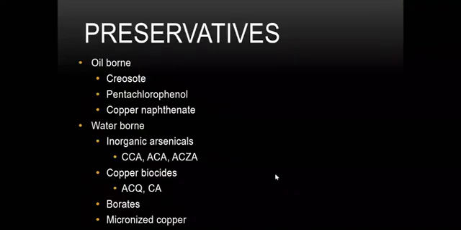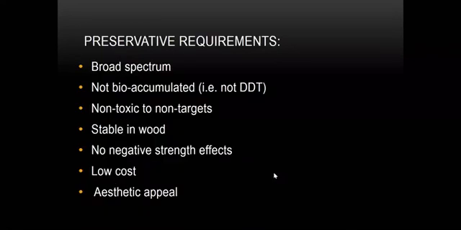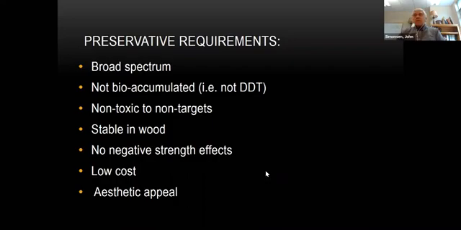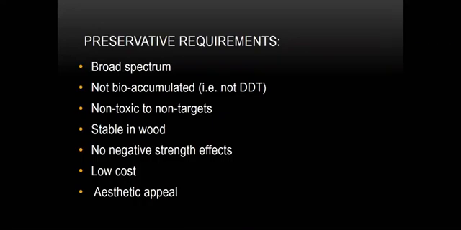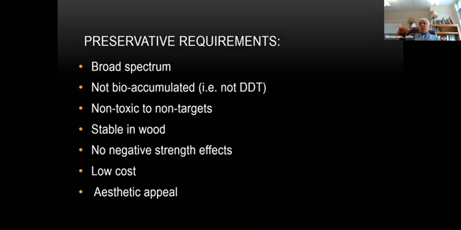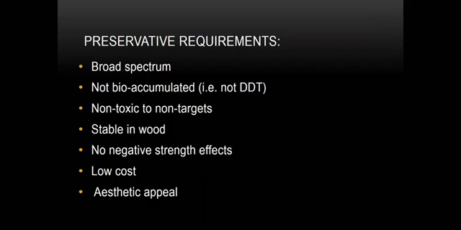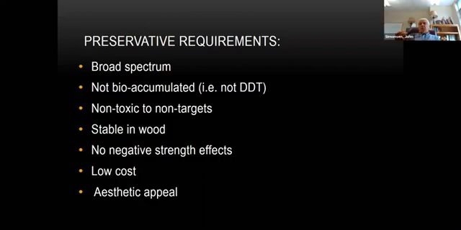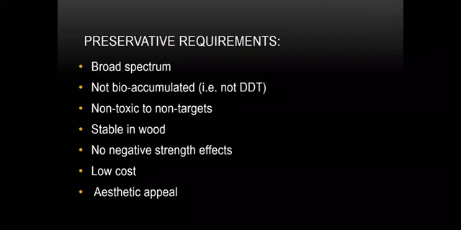What does non-toxic to non-targets mean? Typically you want to protect the wood against decay organisms like fungi and termites, right? And you've got thousands of different species of fungi. But you don't want it to be toxic to dogs and cats and birds and squirrels. Okay, thank you.